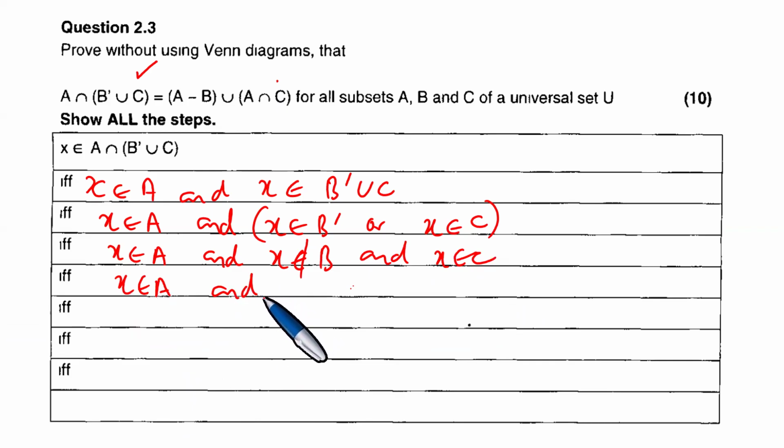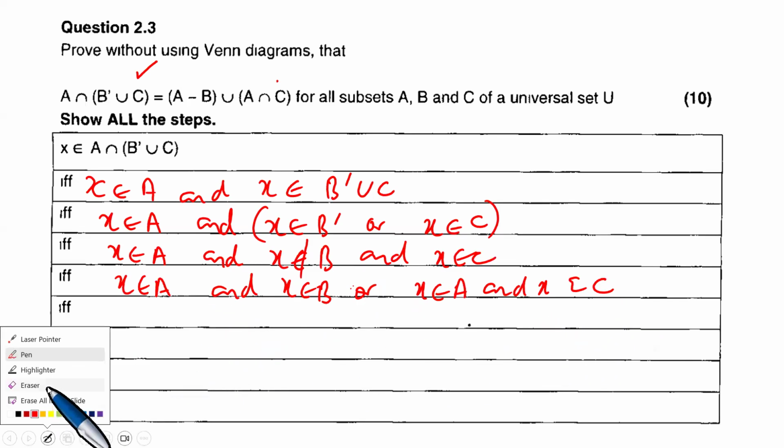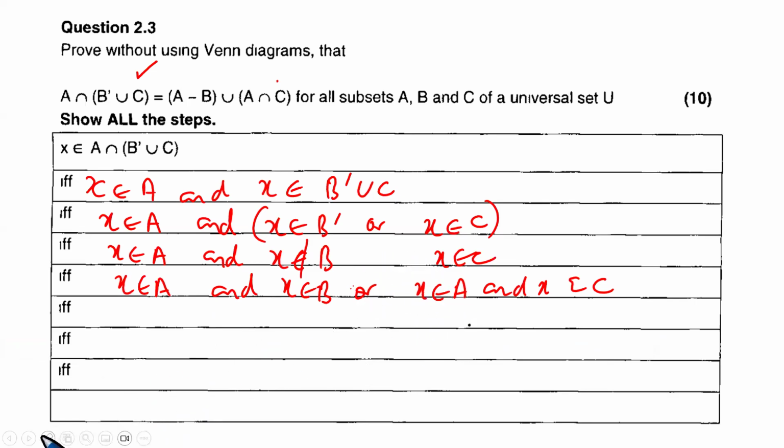At this point, this can be seen to mean X is an element of B, or X is an element of A. We're going to discuss De Morgan's law, and X an element of C. Let us maintain our OR. By De Morgan's law, you can write like this: X is in A, and all this is the case.